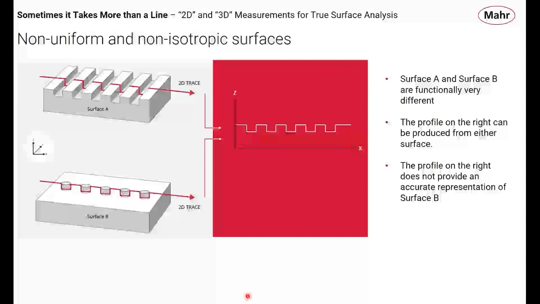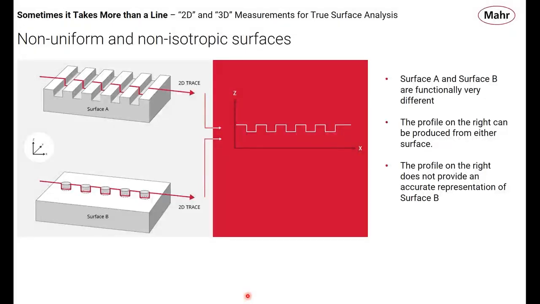So this is a very basic diagram to explain what I'm talking about here. The profile on the right could be attained from both of those two surfaces that I show, from both surface A and surface B. If we're doing a profile, we could see that profile from both surfaces. That profile would indicate to us that surface A and surface B are the same. Obviously, surface A and surface B are absolutely not the same. They are going to behave functionally very different.